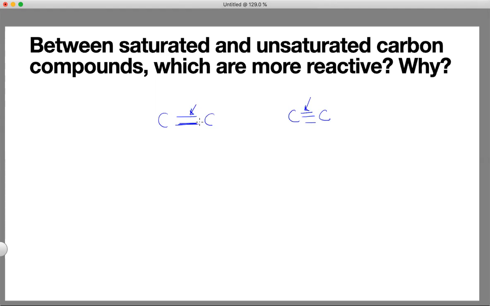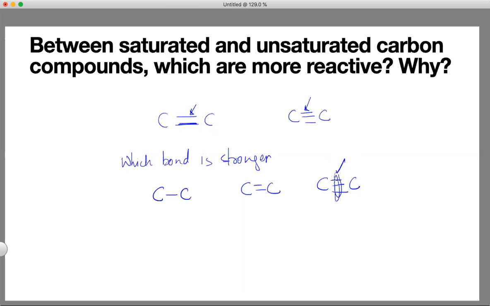At the same time, if the question is which bond is stronger, the answer is this is the strongest, followed by this, and this is the least strong of all. Why do we say that? Because all three bonds put together are stronger. But when we react an unsaturated carbon compound with something, usually we break only one of the bonds, which is easier to break, an individual single bond.